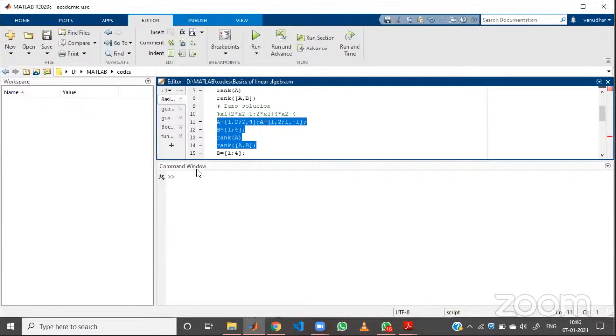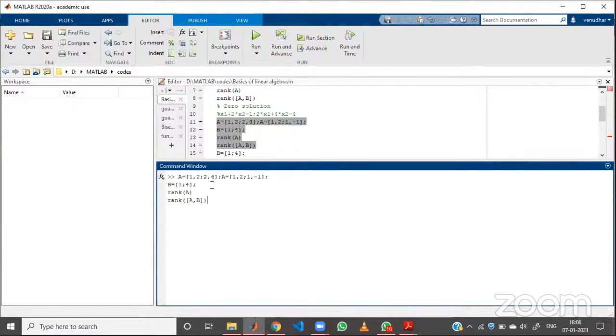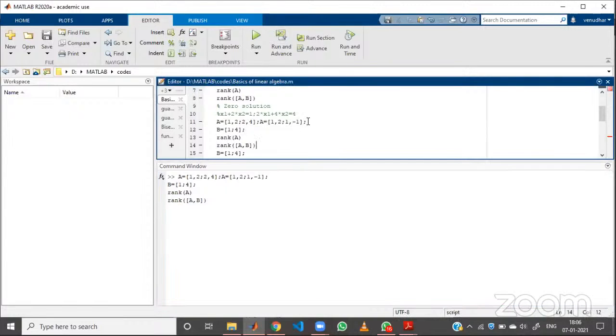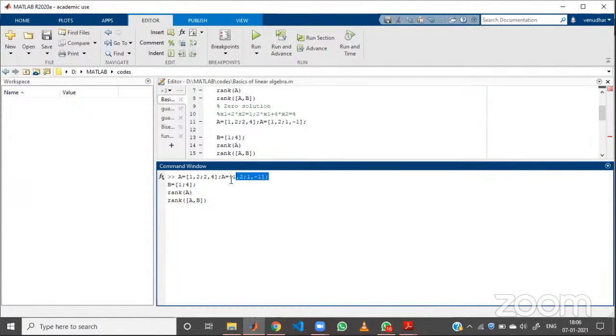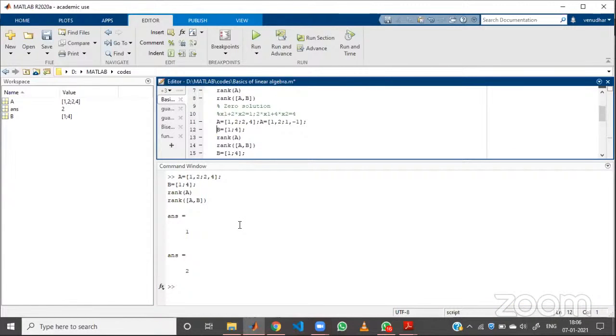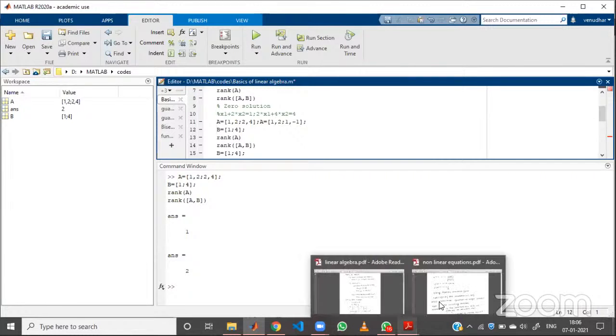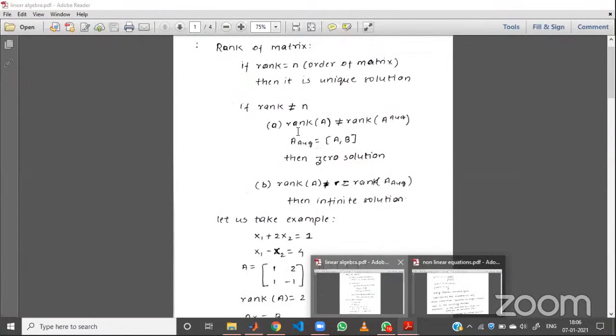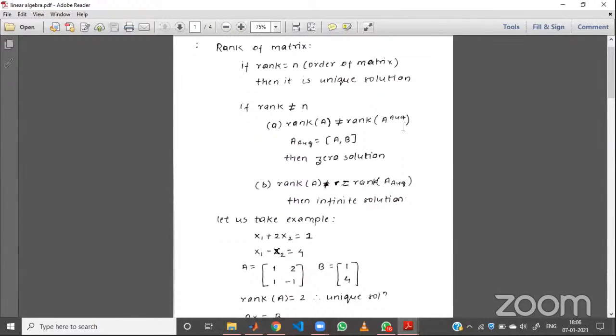So for the zero solution, we will have these equations. Let me see if there is a mistake. I have written this twice, so this must be fixed. Okay, got it. Here we see the rank of the matrix A is 1 and the rank of the augmented matrix [A B] is 2. So this is the case of the zero solution. The rank of the matrix A is not equal to the rank of the augmented matrix, and in this case we get zero solution.